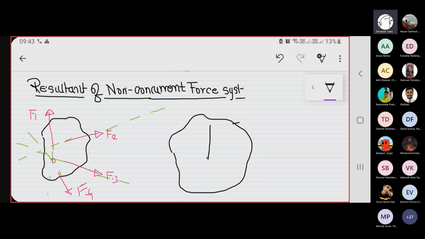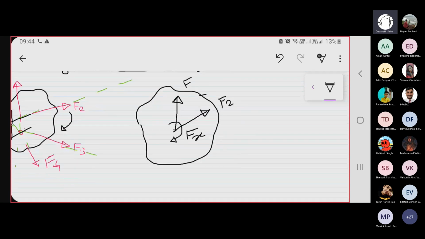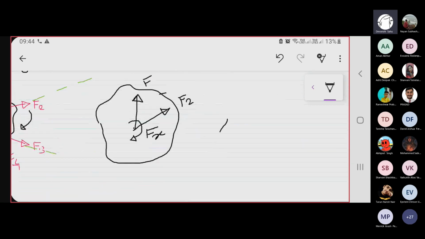transfer the forces. From this F2, you have to find the distance, that is x. Then you can transfer this force F2 here, and now in which direction will it be? In the anti-clockwise direction, the moment will come, F into x. Two forces are done. Next, one by one we'll do.